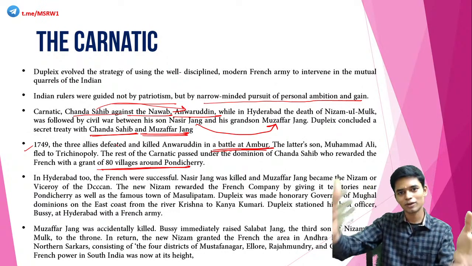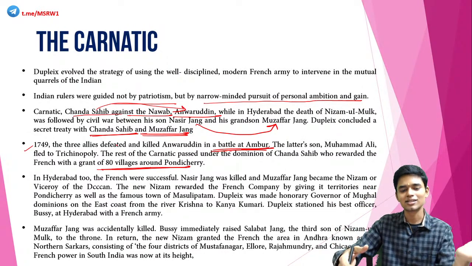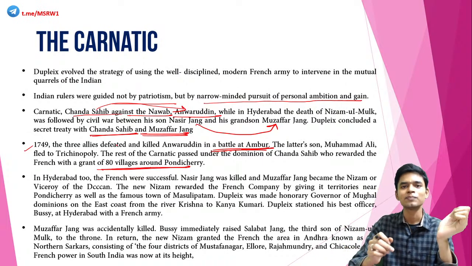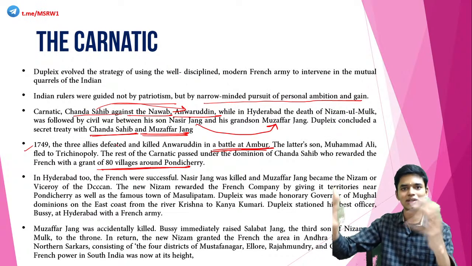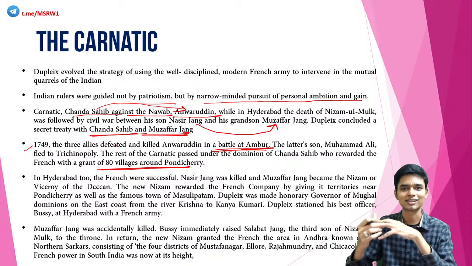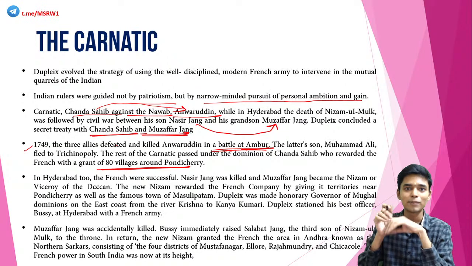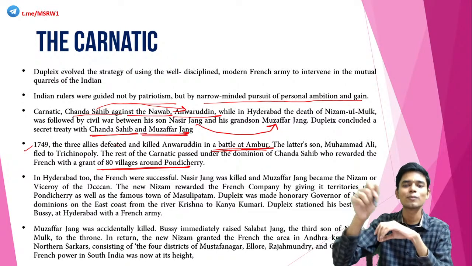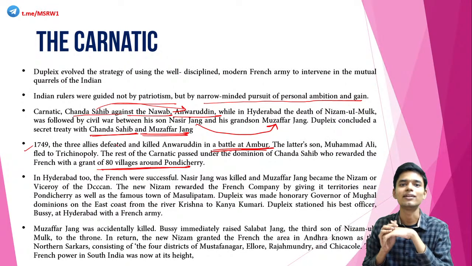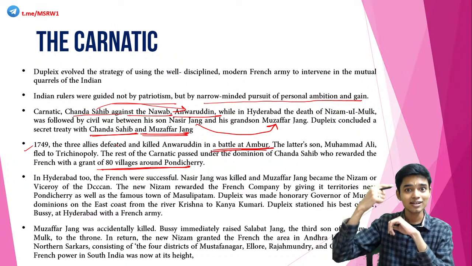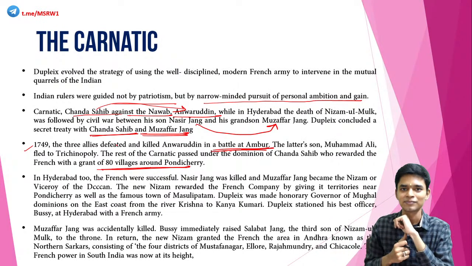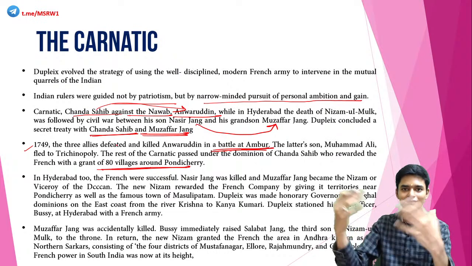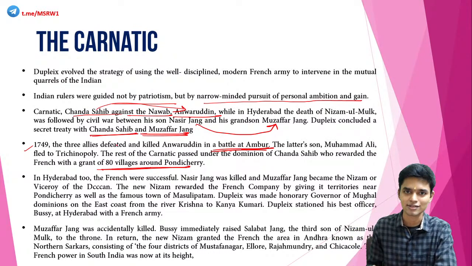If the war had happened just between Chanda Sahib and Anwaruddin, and Chanda Sahib had won, he would get all the winner's territories and could keep them for himself. But by offering help, France also made sure that they had a bite of the apple. So this was the brilliant plan of Dupleix: siding with someone and gaining a share of the victory, thereby establishing a strong foothold for France.